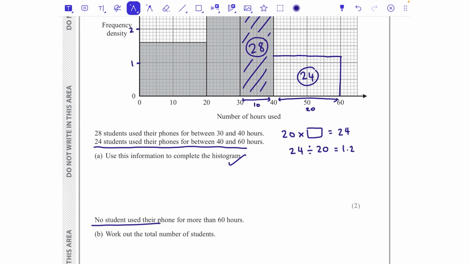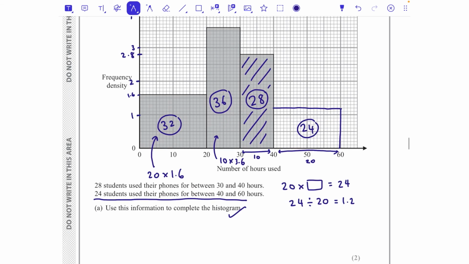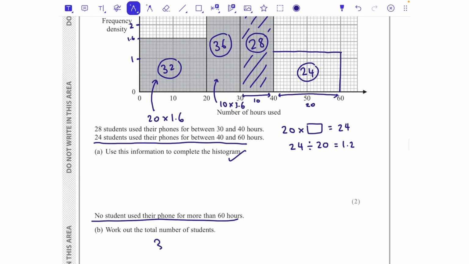No student used their phone for more than 60 hours. Work out the total number of students. So we just need to work out the area of all the other bars. This bar here is 20 wide times, and this is 1.6 tall. So 20 times 1.6 is going to be 32 students in that category. And then for this bar here, we're 10 wide times by the height, which is 3.6. So that's going to be 36 students in that category. And then all we need to do is add that together. So you've got 32, add 36, add 28, add 24, and I am just going to type that in my calculator.